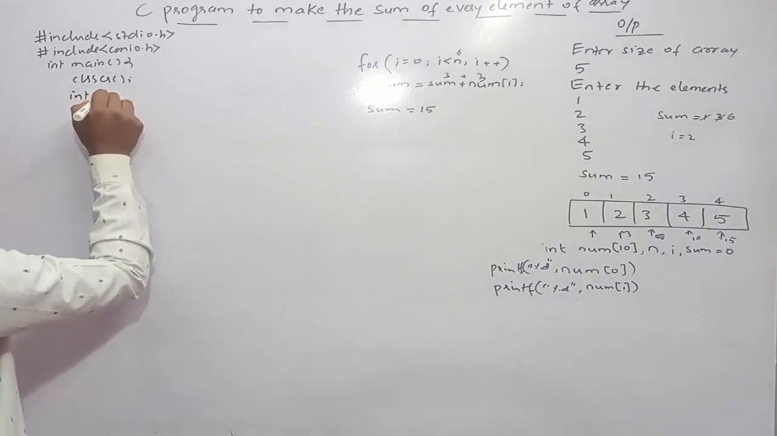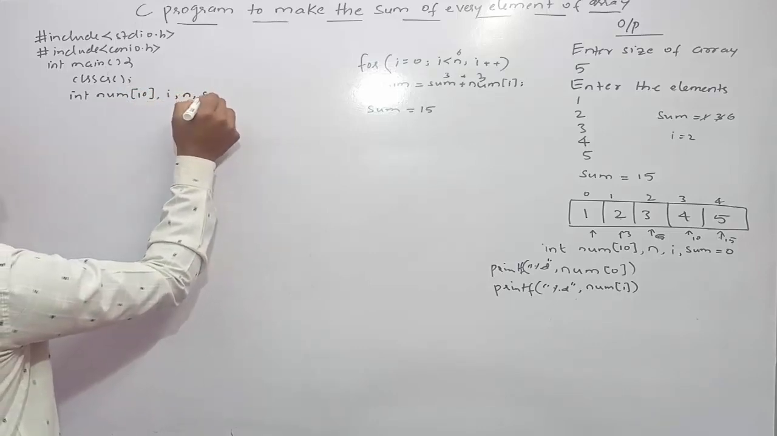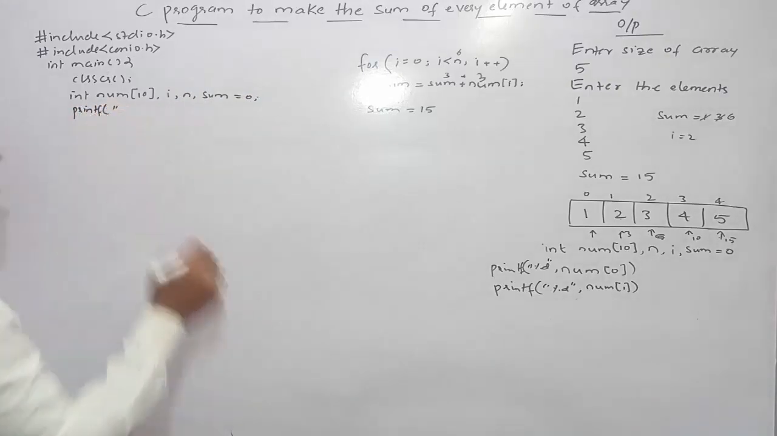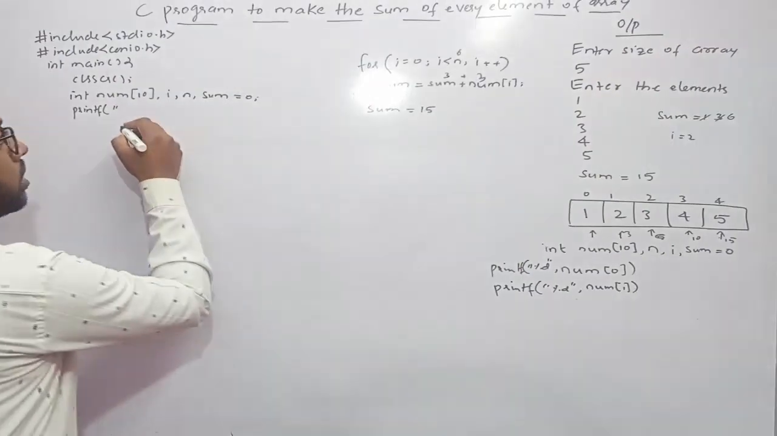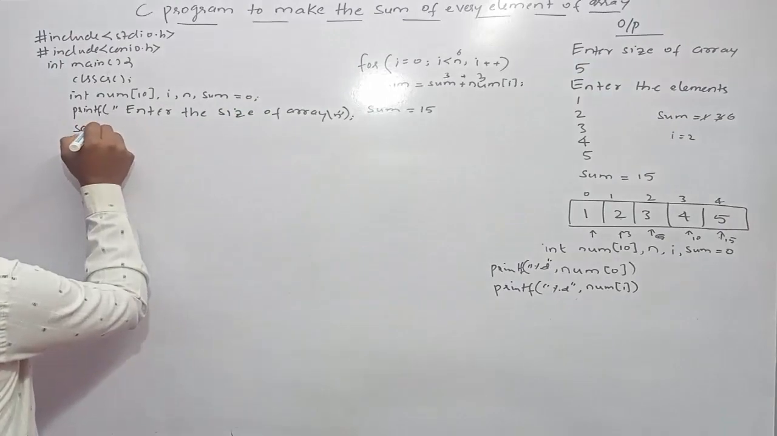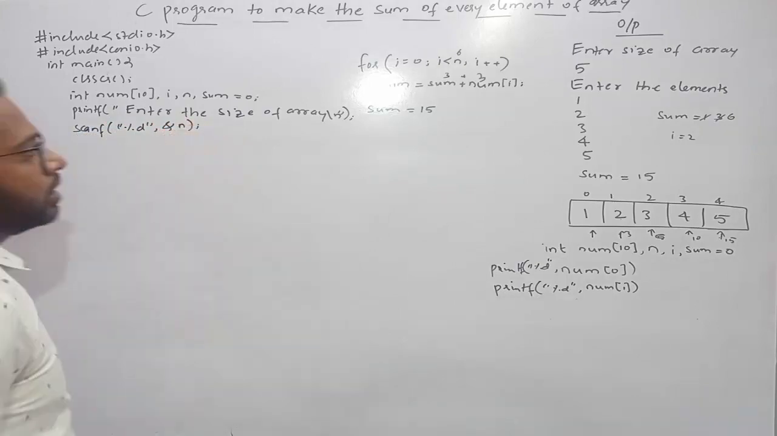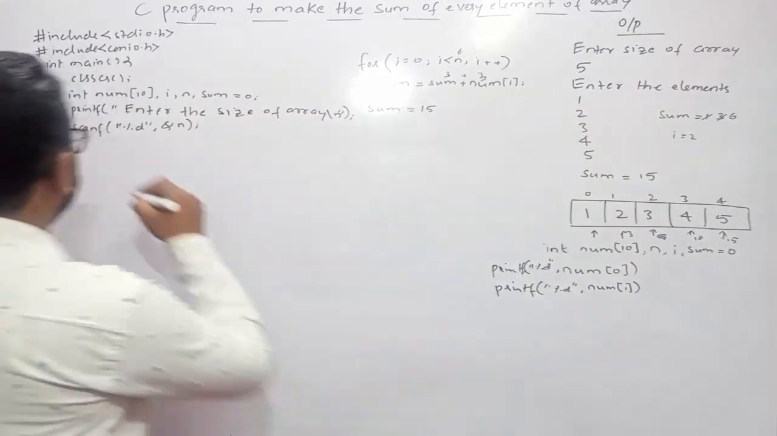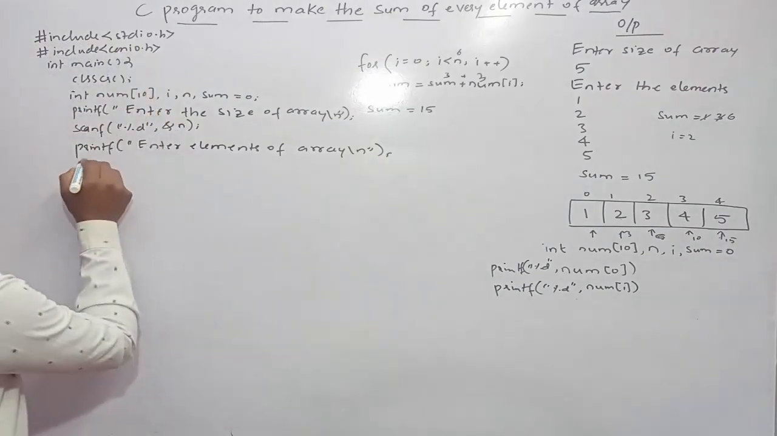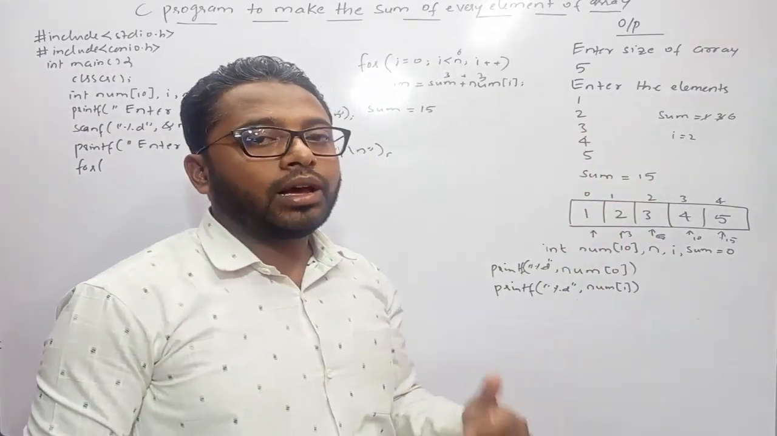Variable num of 10, then int sum equals 0. Then I will print a message. First, this message I need to display to the user: printf enter. Then I need to accept this value of 5: scanf %d ampersand n. Then I should show this message to enter the elements. Now I need to use a for loop. Okay, so if I want to accept these multiple values of the same type, I have to use a for loop.